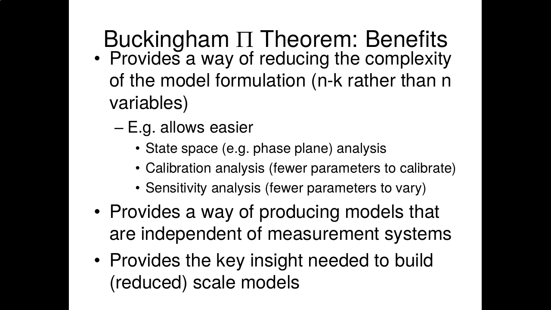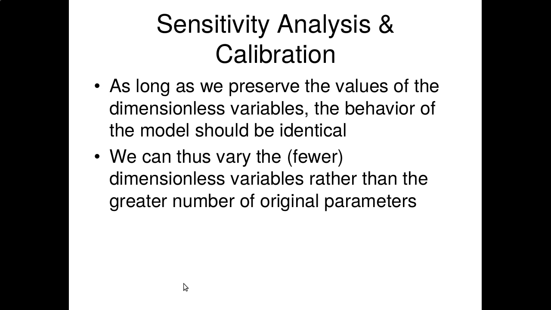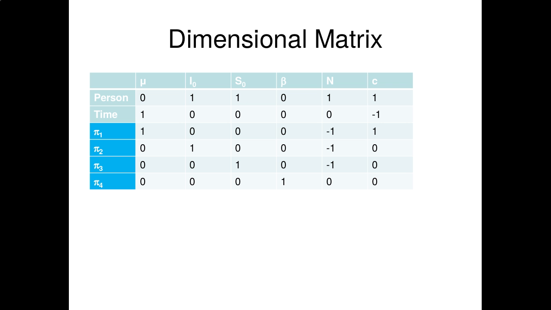And it turns out that this is foundational for some of the other uses of dimensional analysis, including the ability to formulate scale models. Models that are smaller, involve far fewer agents, but give great insight into how that would behave with much larger numbers of agents. Okay. It's also of great help for sensitivity analysis and calibration. And it turns out that identifying the dimensionless variables is a fairly straightforward exercise.